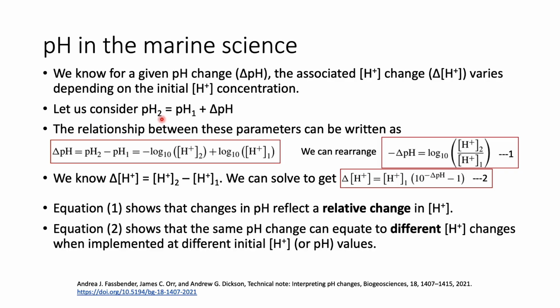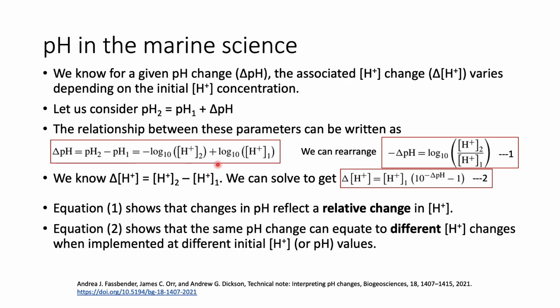Let us consider pH2 equal to pH1 plus delta pH. Taking pH1 to the left-hand side, delta pH equals pH2 minus pH1, which is minus log to the base 10 of the hydrogen ion concentration at condition 2, plus log to the base 10 of the hydrogen ion concentration at pH1, the initial pH. The sign changes because minus of minus becomes plus.